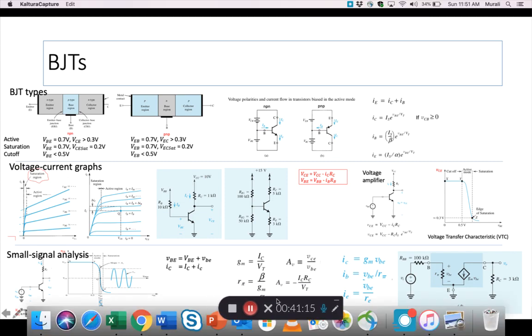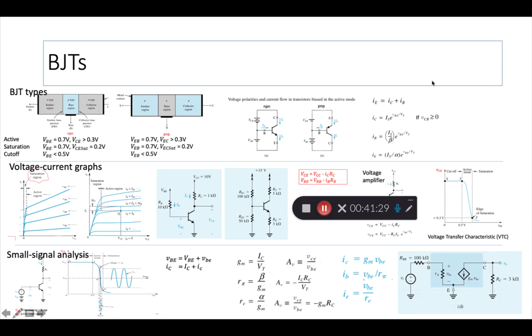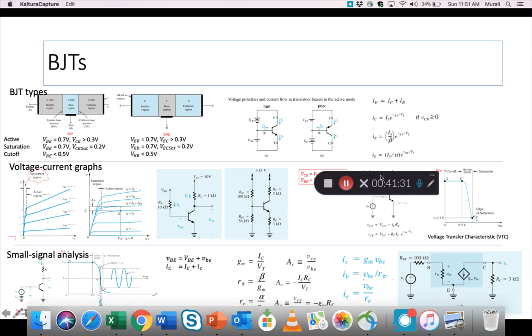The last section was something called small signal analysis. Sometimes I can get rid of this, sometimes I can't seem to get rid of this. Okay, there you go. Let's move it here.